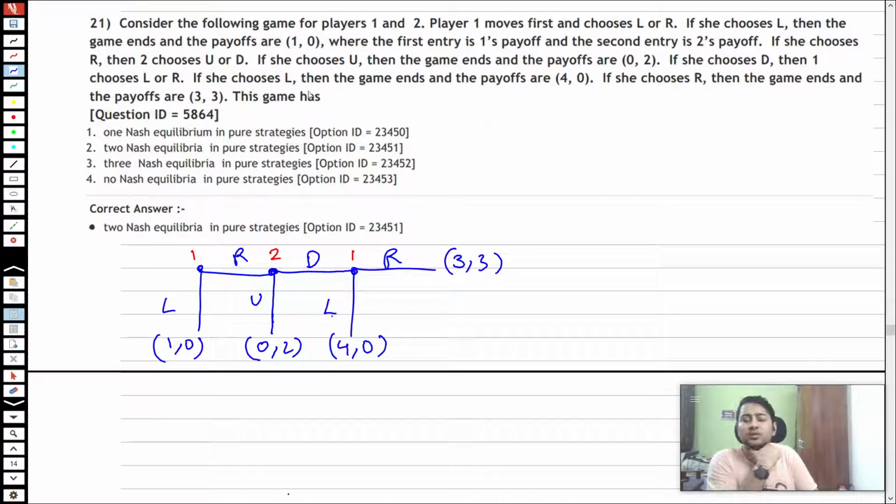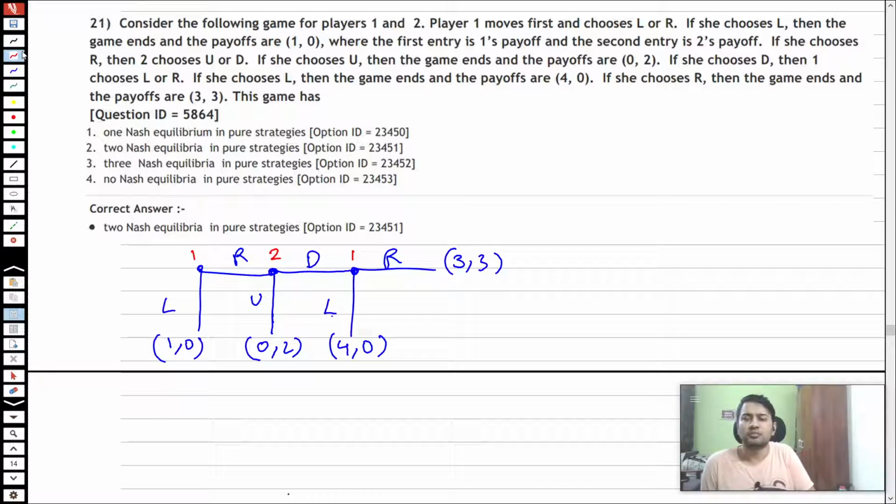Okay, let's look at question number 21. So I have drawn the payoffs in the tree diagram for this particular question. We have to find the number of Nash equilibria. So let us construct the strategies.